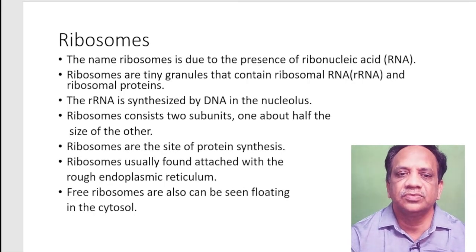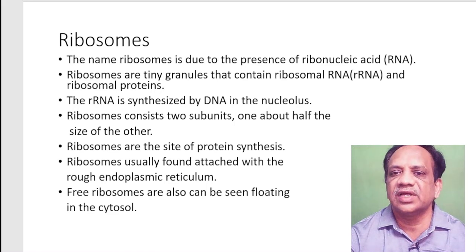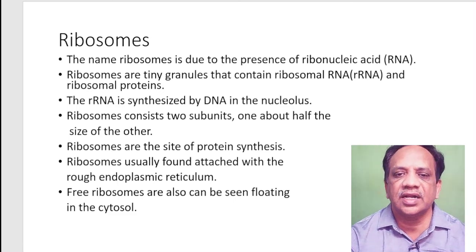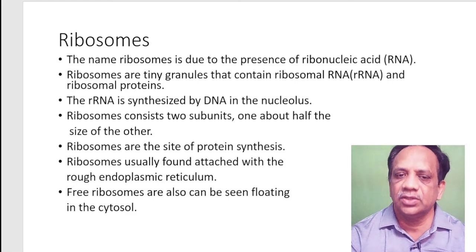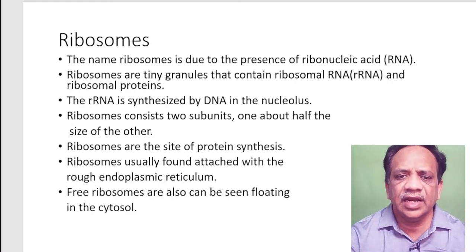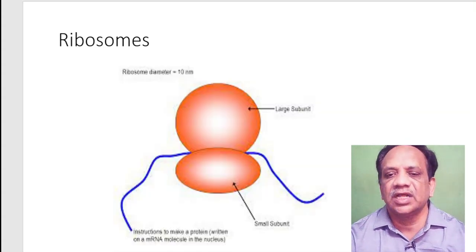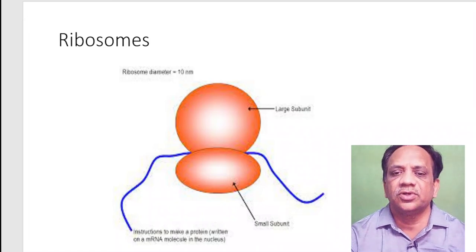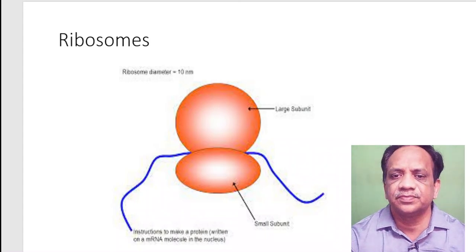If we see the ribosome, the name ribosomes is due to the presence of the ribonucleic acid, that is the RNA. The ribosomes are tiny granules that contain ribosomal RNA and ribosomal proteins. The rRNA is synthesized by the DNA in the nucleolus, and ribosomes consist of two subunits, one about half of the other, and ribosomes are the site of protein synthesis, and they are usually found attached with the rough endoplasmic reticulum. You can see there are two subunits, and sometimes the ribosomes may float. They are called free ribosomes.